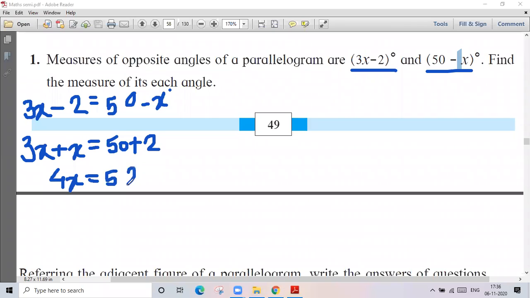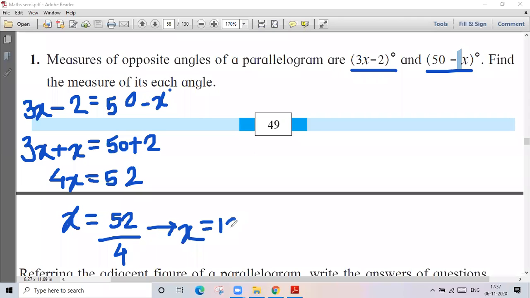Now 4x is equal to 52. That means x is equal to 52 divided by 4. That is x is equal to 13. But we do not want x. We want the value. That means what do we have to do next?